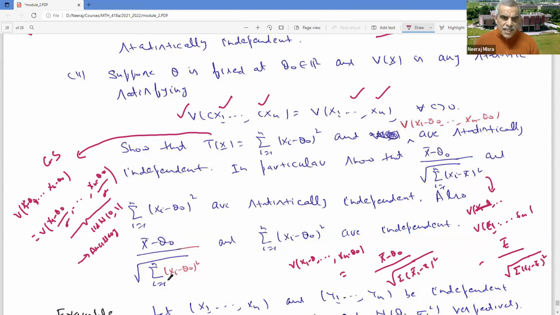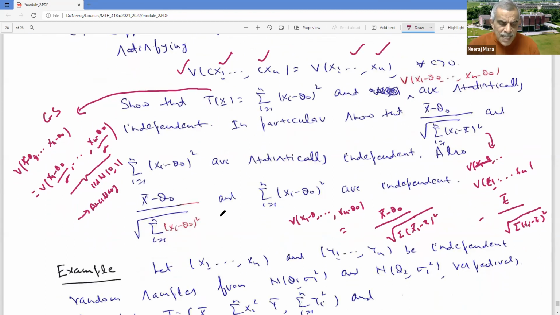So this and summation xi minus theta naught whole square are independent. By the same logic, summation xi minus theta naught whole square and x bar minus theta naught over square root of summation xi minus theta naught whole square would be independent, because you can write this as V of x1 minus theta naught, ..., xn minus theta naught, with V as t bar divided by square root of summation ti square. In this case, you take V of t1, t2, ..., tn to be t bar over square root of summation ti square. Here also you can see V of CT1, CT2, ..., CTN is the same, as C comes outside, they cancel, so V satisfies this condition.